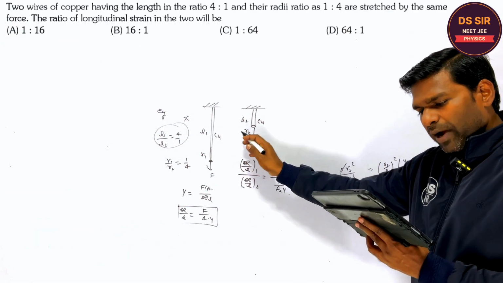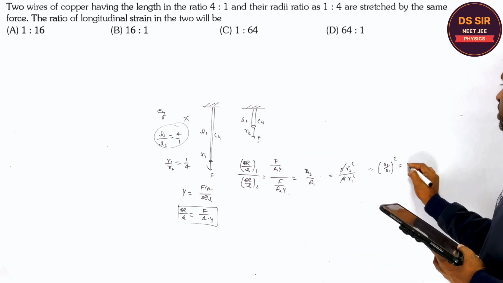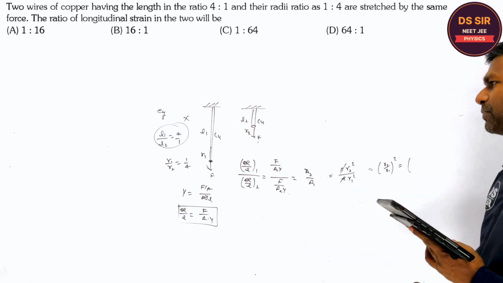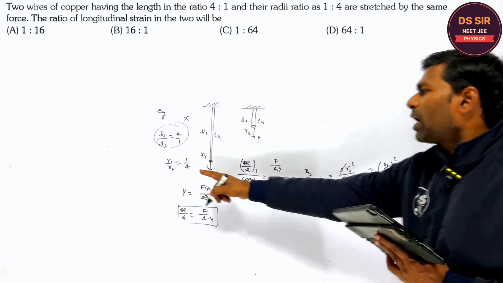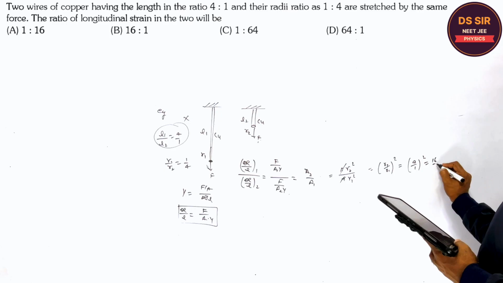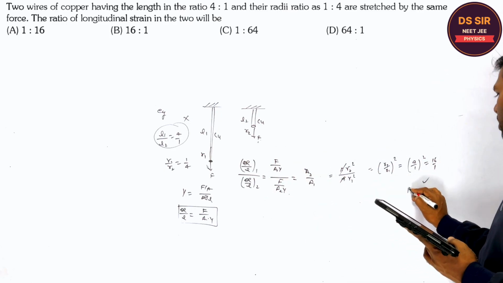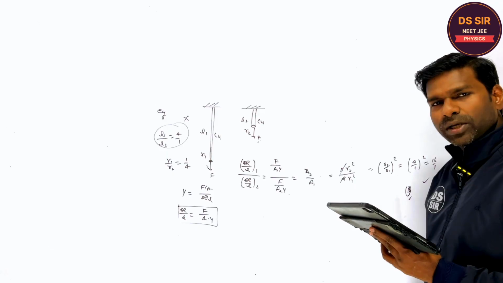Both wires, two wires of copper, right? So it is equal to what? Say R2 upon R1. So R2 upon R1 is what? From here 4 square upon 1 square, 16 upon 1. So this is the ratio of the longitudinal strain, and the B option is the correct option, right?